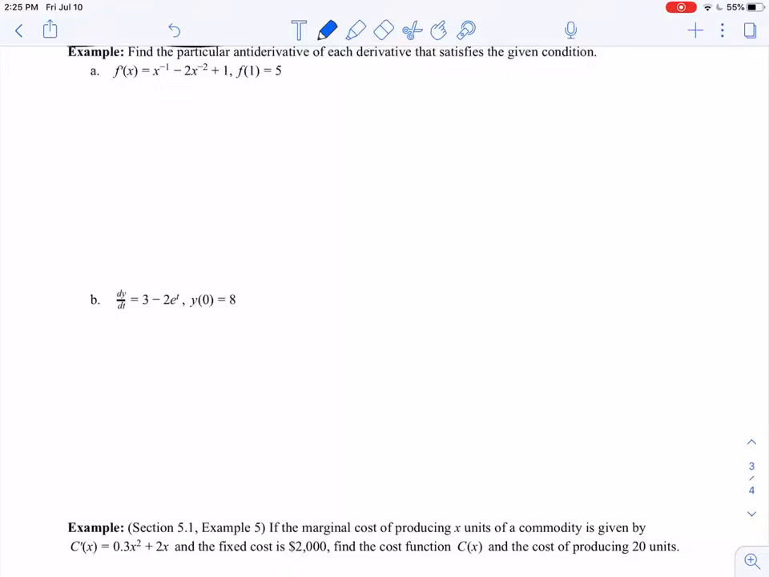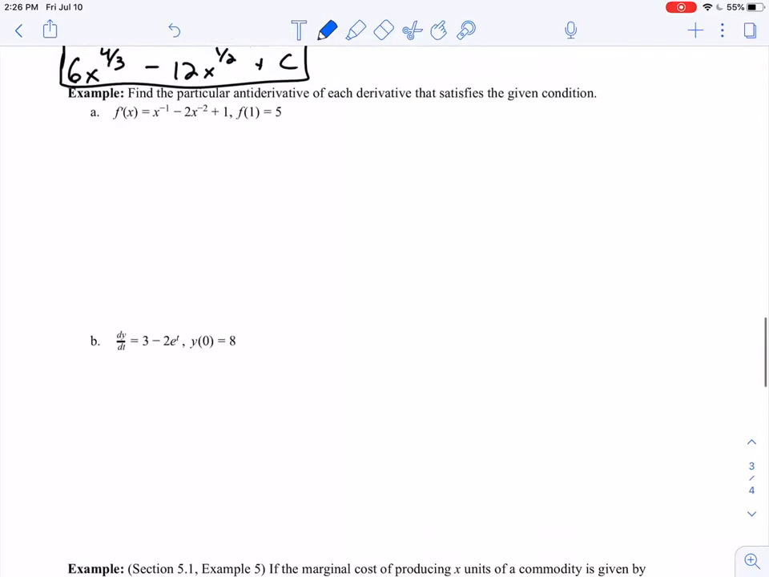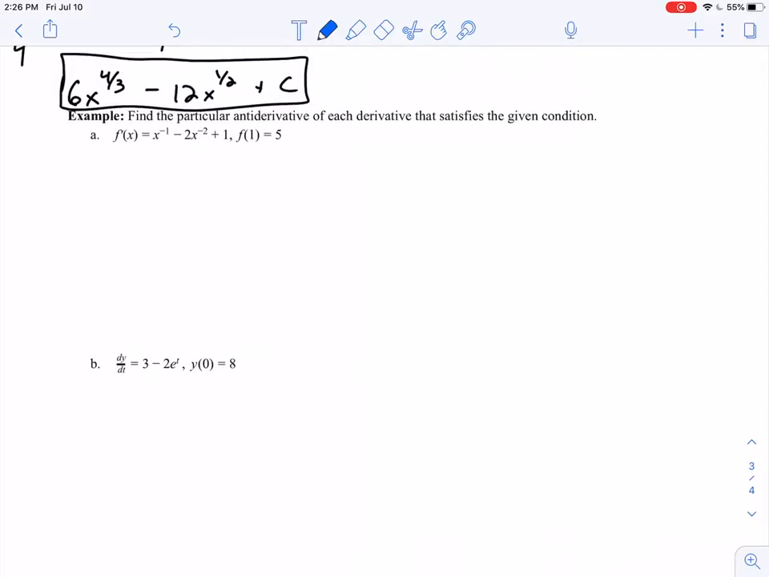In our last video, we're going to take a look at how to find that plus c. What does that variable represent? So what we've actually been finding when we write, say, if I look at this last example here, 6x to the 4/3 minus 12x to the 1/2 plus c, we actually have found what's called a family of antiderivatives, because this plus c, that c could take on any value.